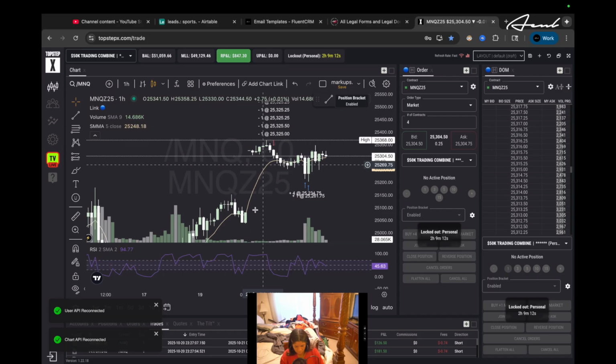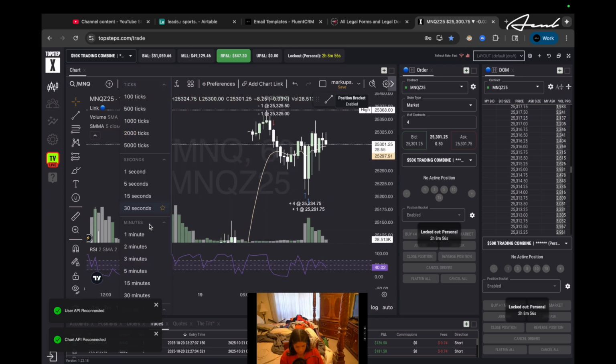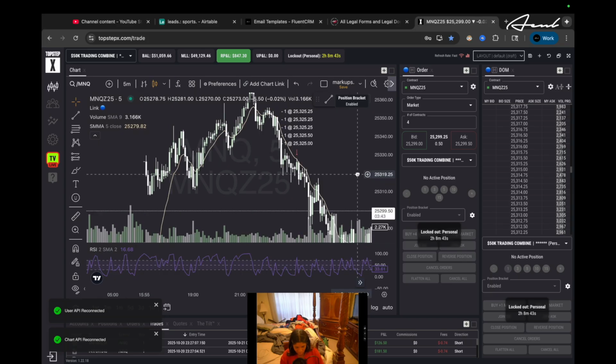Basically, I got into 5 contracts, one by one. So I got into it 1, 2, 3, 4, 5, and then you can also see my exit. When I got out this morning, I got out originally at 4 contracts, and I trailed my last contract above the 5 minute structure.